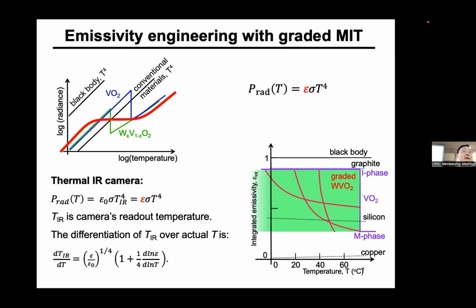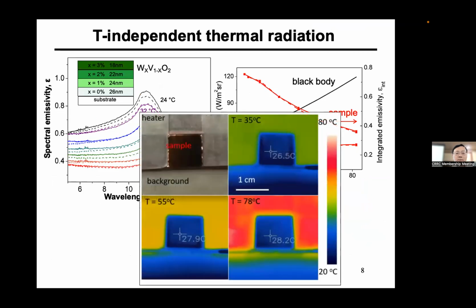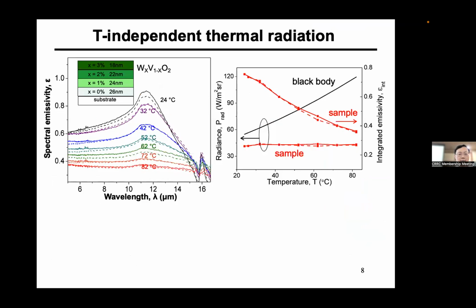Okay, but this T_IR obviously is different from T, the real temperature. If you take the derivative, you find that dT_IR over dT is equal to the equation on the bottom. Now, for normal material, because epsilon is temperature independent, then this T_IR and T are linear, which is fine. That's why night vision goggles and your thermal camera work. But now in our case, we can engineer epsilon to have a temperature dependence that is positive, negative, small, big. That gives us the opportunity to completely change this T dependence of T_IR.